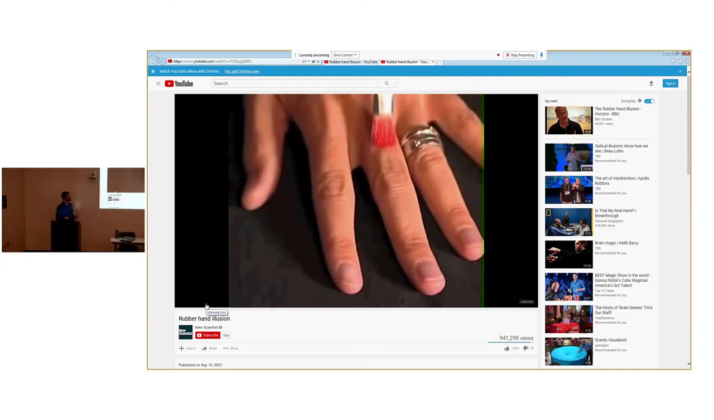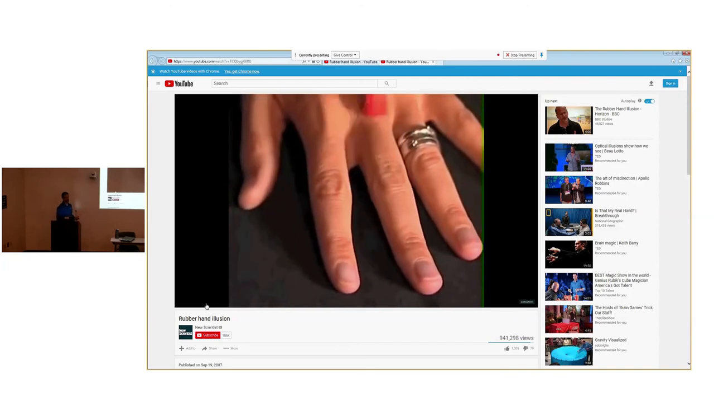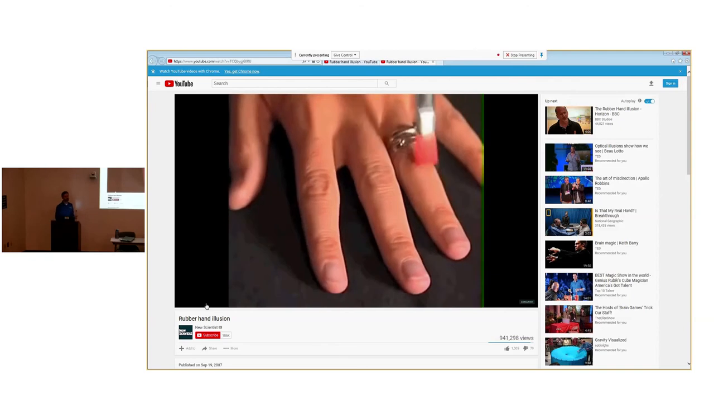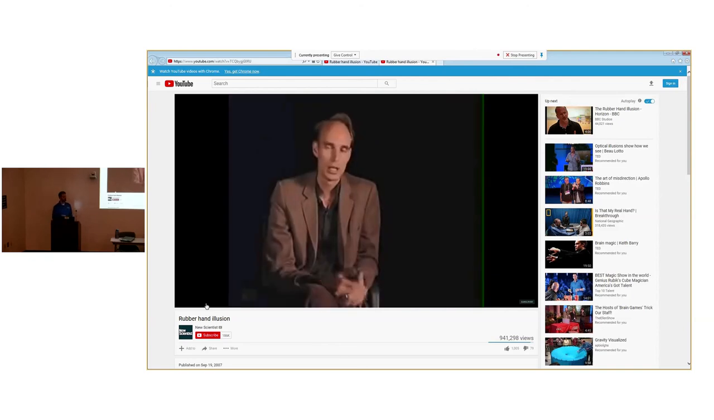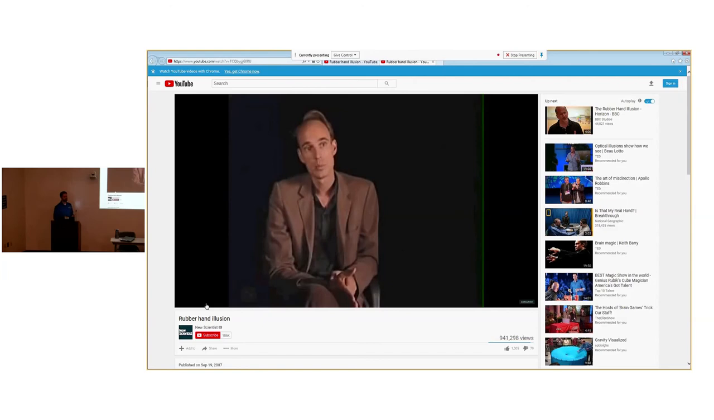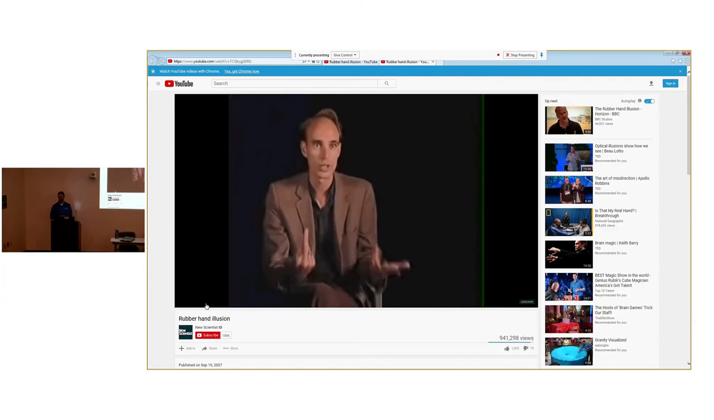And of course, the person knows where their hand really is, but then they ask them to close their eyes and then point out where their hand is. The majority of people are going to point to the rubber hand. Okay. So that's the rubber hand illusion.